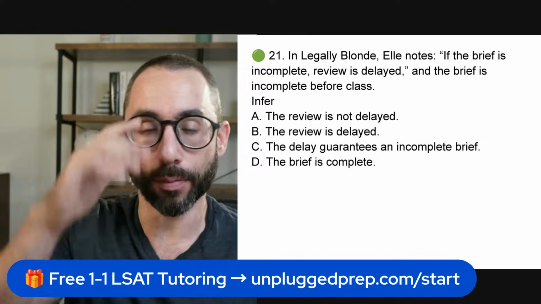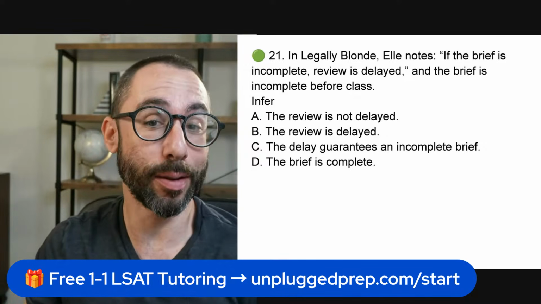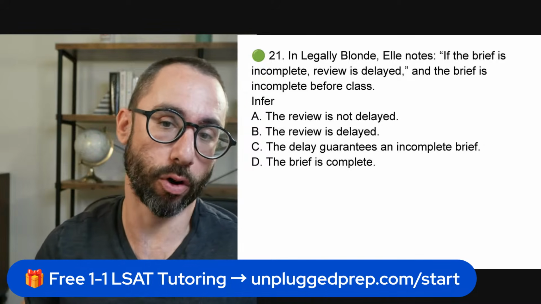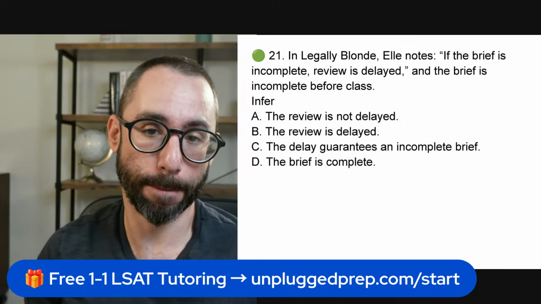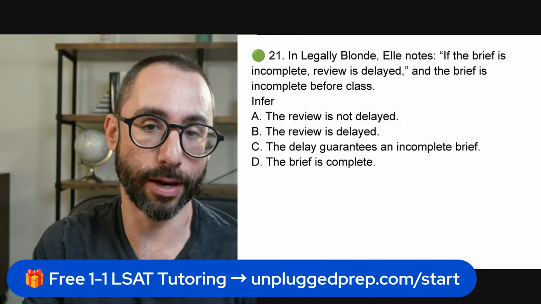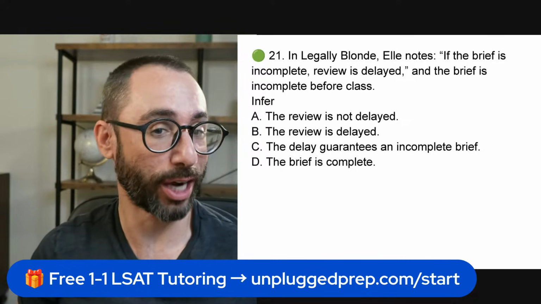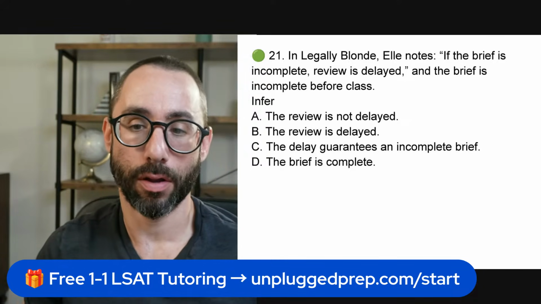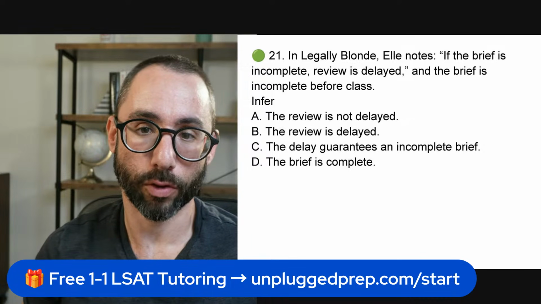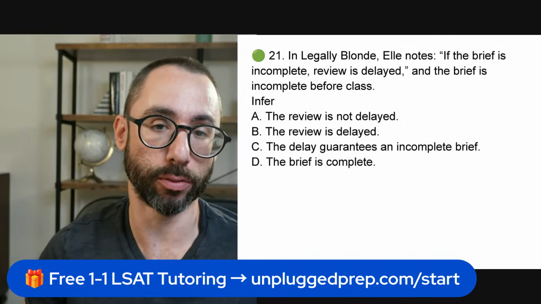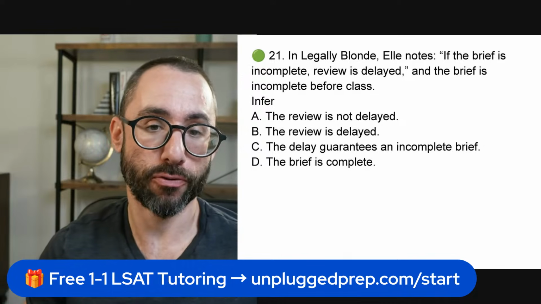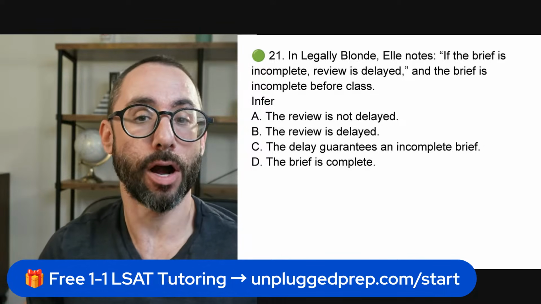Number 21, in Legally Blonde, L notes, if the brief is incomplete, review is delayed, and the brief is incomplete before class. What can we infer? So we've got a conditional statement. Then we have a concrete situation. If incomplete, review is delayed. Then we have a situation where the brief was actually incomplete. So what can we infer as a result? So a conditional statement and then the activation of the conditional. So incomplete, arrow delayed. We then learn incomplete. So we can infer that, therefore, a delay will happen.